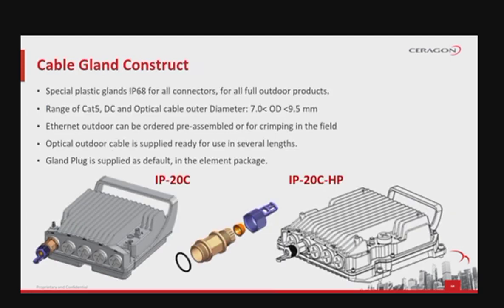When dealing with cables connectivity to the unit, note the following important aspects. All connectors are using the same IP68 compliant plastic gland, ensuring waterproofing. The plastic gland can accommodate Cat5 or Cat6 cables, DC and optical cable with a diameter from 7 to 9.5 millimeters. The outdoor Ethernet cable could be supplied ready for use or for crimping in the field. The outdoor optical cable is supplied ready for use in several lengths. This gland plug is supplied as default with the installation package.